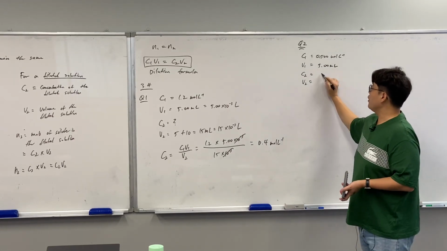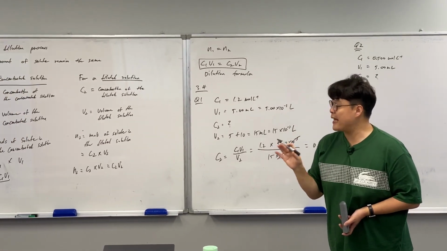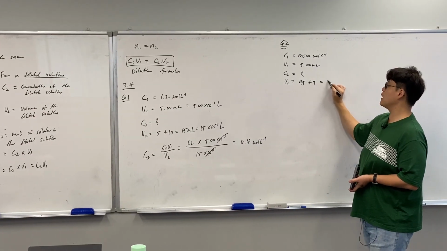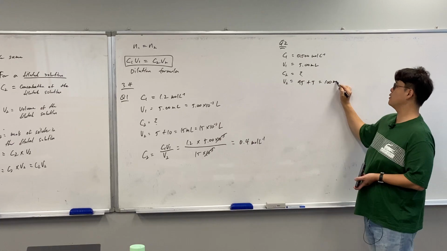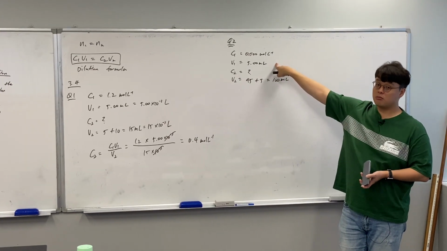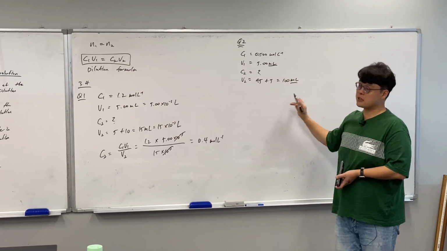Concentration 2, we don't know. But remember that you added an extra 95 mL of water on top of the 5. So that 95 is added to the 5, making 100 milliliters, like this. Again, you can change the unit of milliliters to liters, but it doesn't really matter for the dilution factors, as we have the same unit of milliliters given.